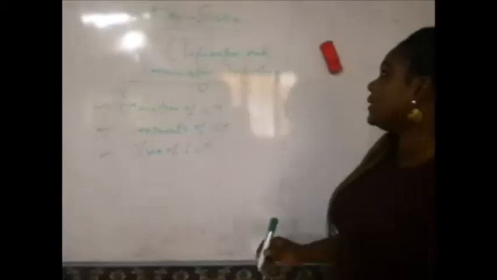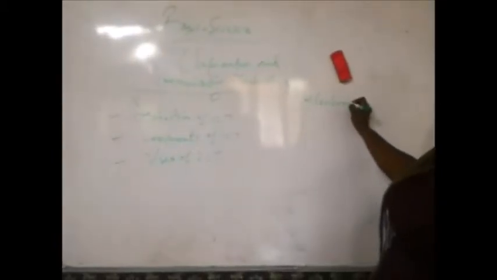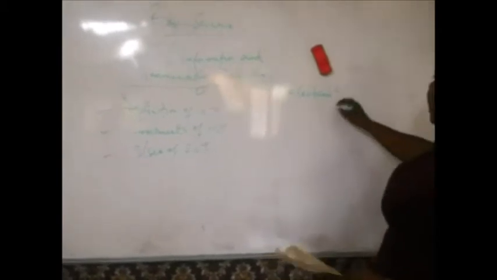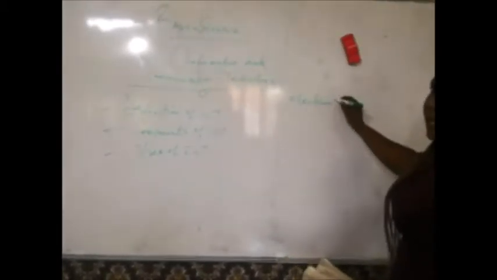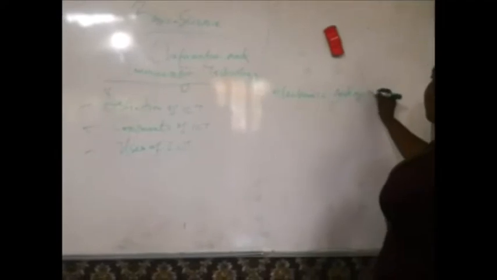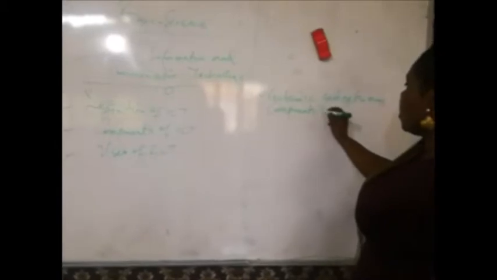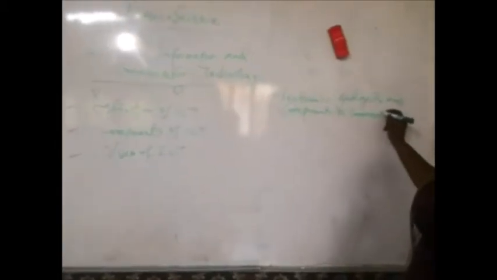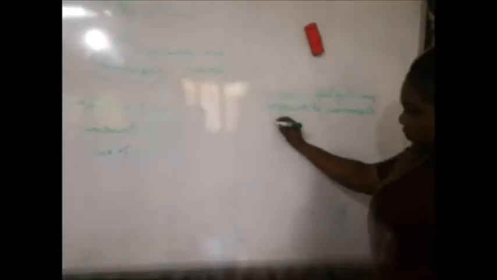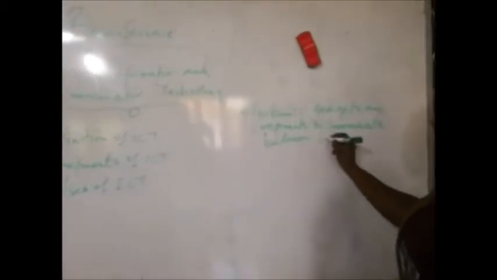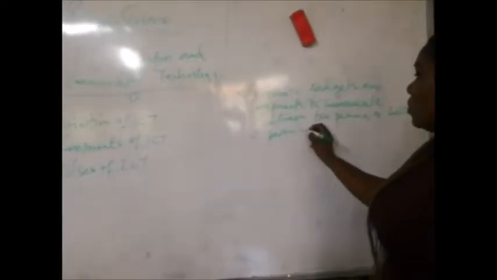ICT is the use of modern electronic gadgets and components to communicate between two persons or between a person and a group of people.